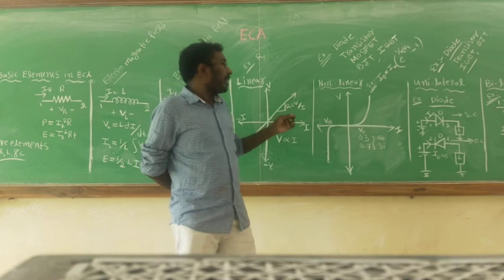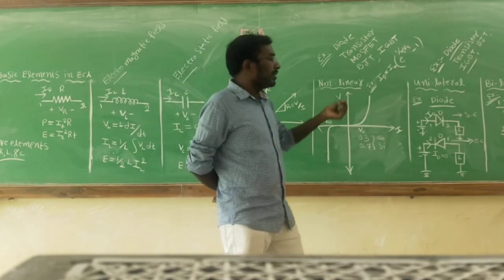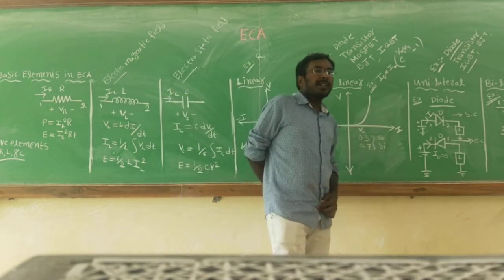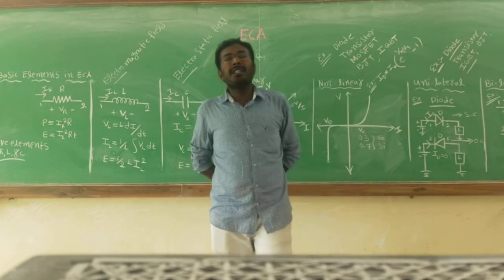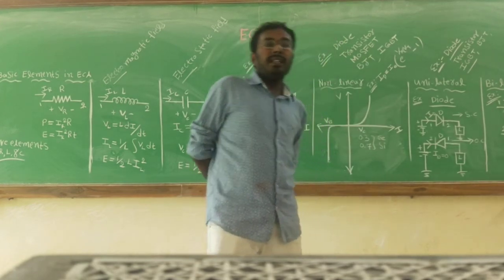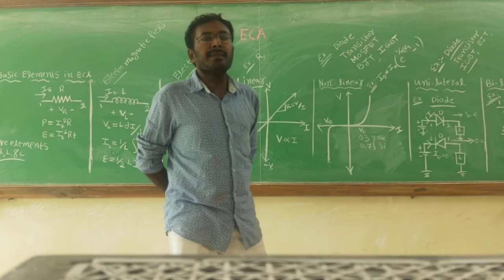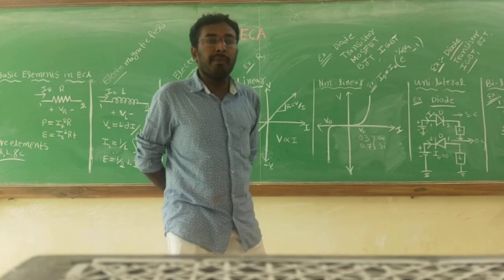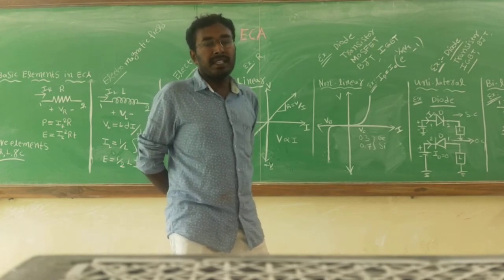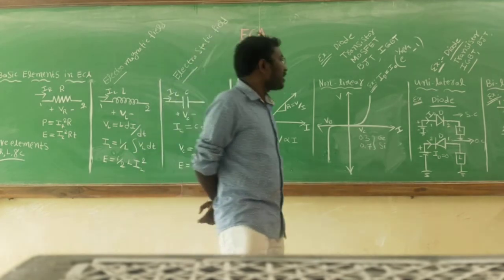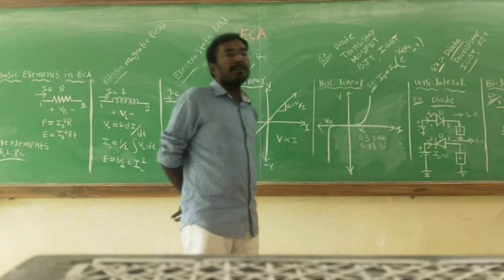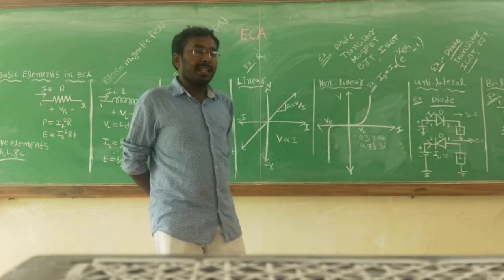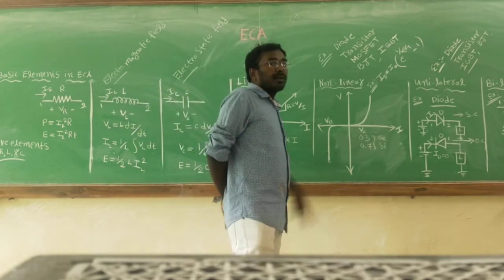Next, unilateral and bilateral. First we need to know what is meant by unilateral and what is meant by bilateral. Unilateral means only one direction, bilateral means both directions. Unilateral means it allows only one direction, bilateral means it allows two directions, with the current flowing in two directions.